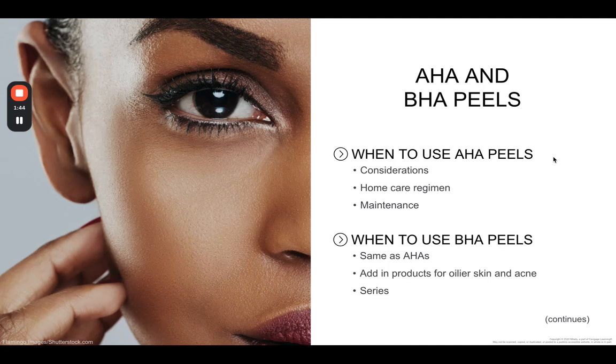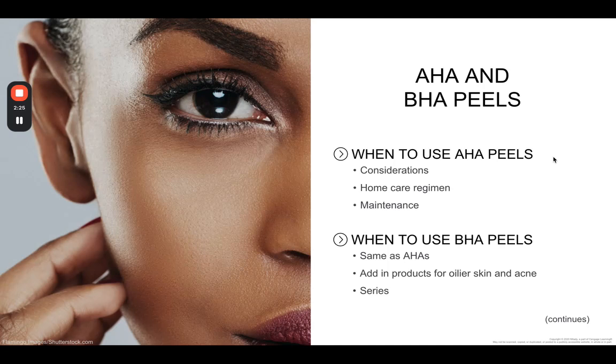So a series can consist of 6 to 8 peels administered once a week over 6 to 8 weeks. I'm sorry, I feel like once a week may be a little bit excessive. It depends on the strength of your peels. Always follow your manufacturer's instructions. Some of your peels you may have to wait 4 weeks in between. So I don't want to say I don't agree with the theory there, but always follow your manufacturer's instructions. If they tell you to wait 4 weeks in between, then you wait 4 weeks in between.